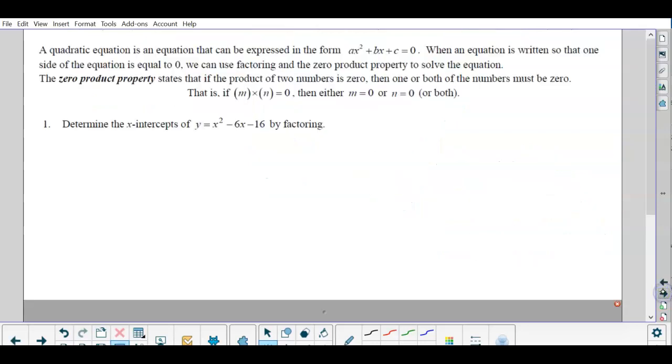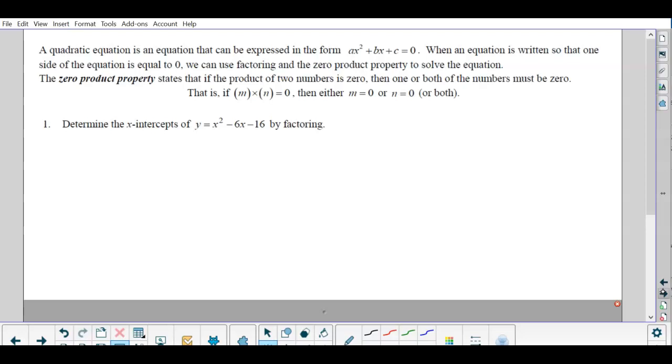All right, so it says a quadratic equation is an equation that can be expressed in the form ax squared plus bx plus c equals 0. When an equation is written so that one side of the equation is 0, we can use factoring and the zero product property to solve it, if it can be factored. Now what's the zero product property? That basically means if you're multiplying two things together, or 3 or 4 or whatever, and the result is 0.